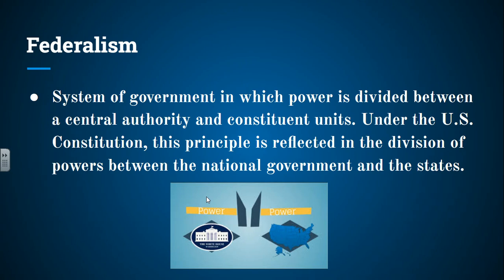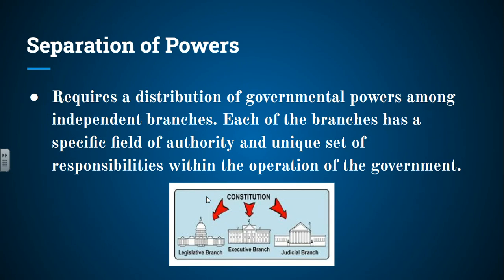So federalism is the next one, a system of government in which power is divided between a central authority and constituent units. Under the U.S. Constitution, this principle is reflected in the division of power between the national government and the states. So to break this down, this is the division of power between federal government and state government. And some of this is shared. There are exclusive powers for the national government and exclusive powers for state governments, and there are some that they share. We'll get into that a little bit more. But how that relationship works between state governments and federal government and even local government is what federalism is.